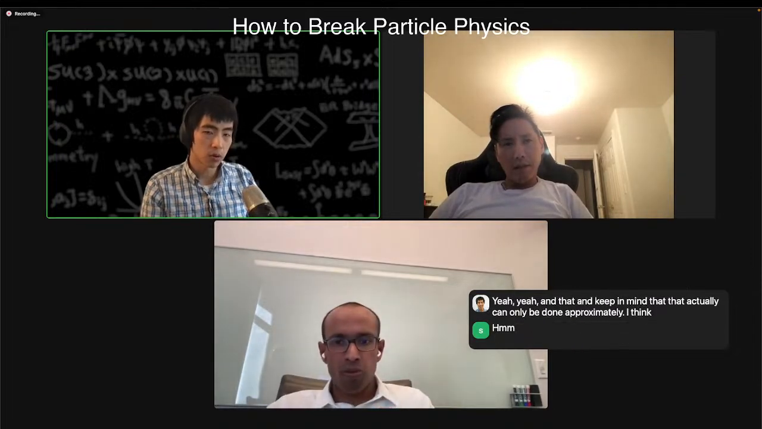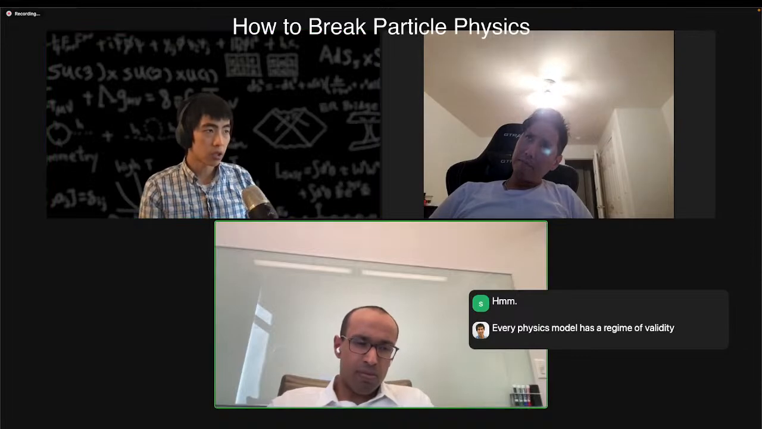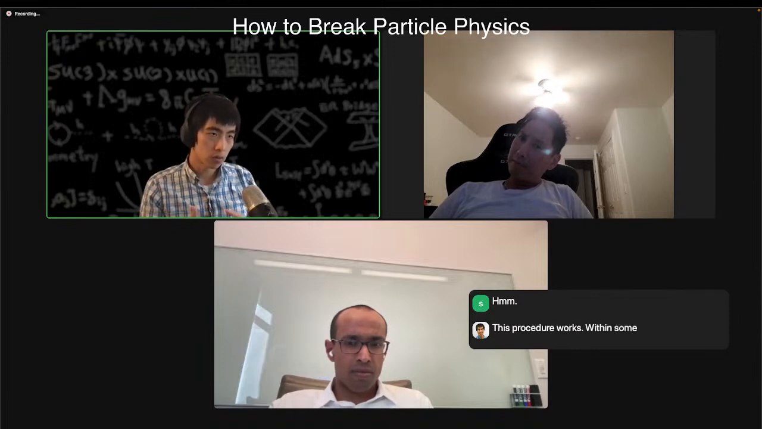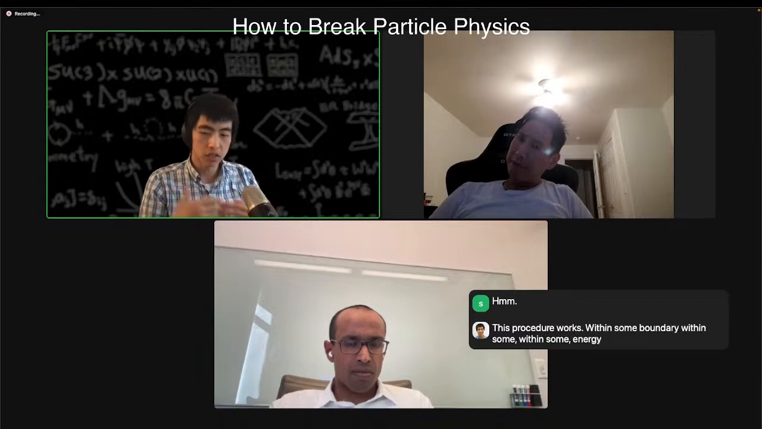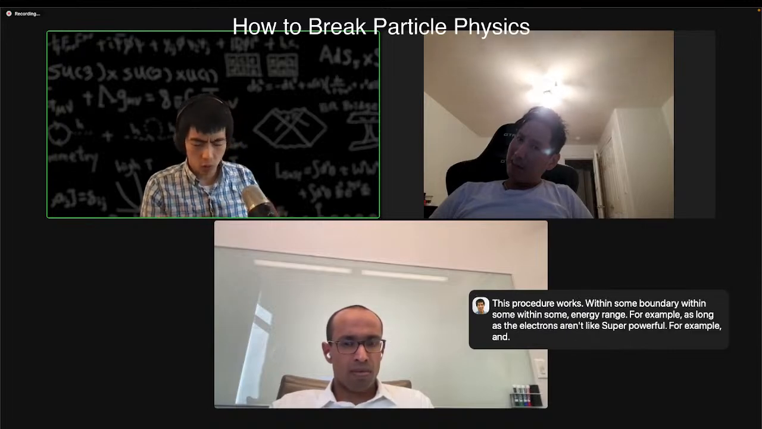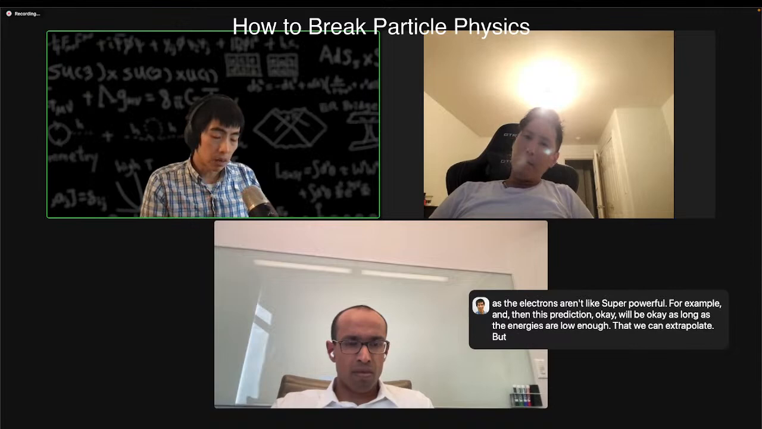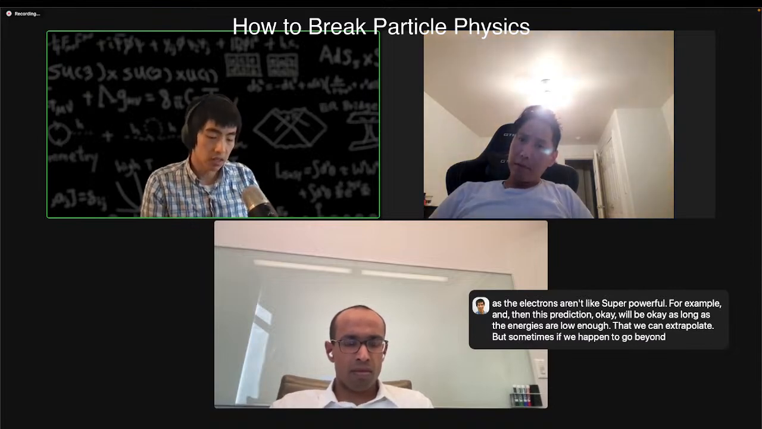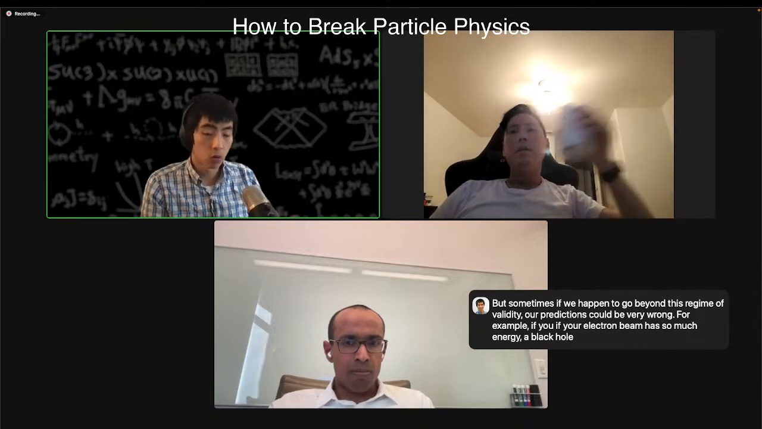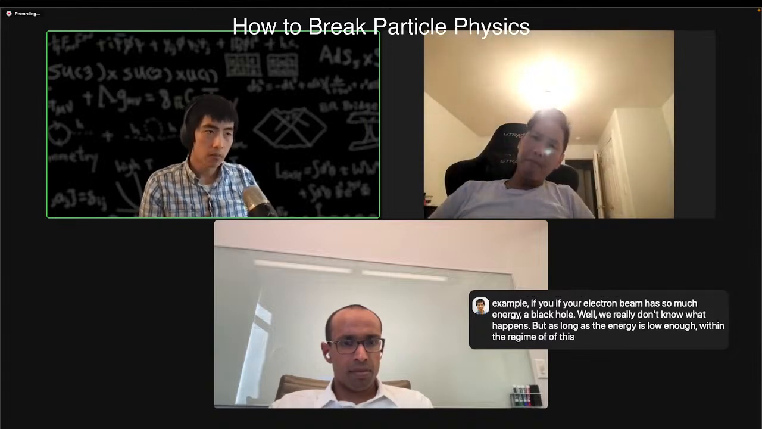I think we have to remember from our previous episode that every physics model has a regime of validity, and that's true for the standard model of particle physics. This procedure works within some boundary, within some energy range. For example, as long as the electrons aren't super powerful, this prediction will be okay as long as the energies are low enough that we can extrapolate. But sometimes if we happen to go beyond this regime of validity, our predictions could be very wrong. For example, if your electron beam has so much energy it creates a black hole, well, we really don't know what happens. But as long as the energy is low enough, within the regime of validity of the standard model, then everything is good.